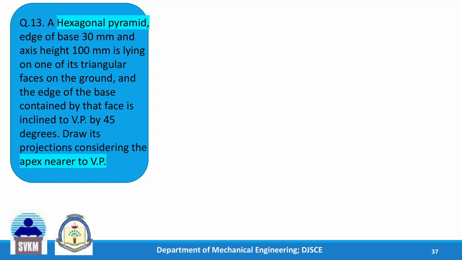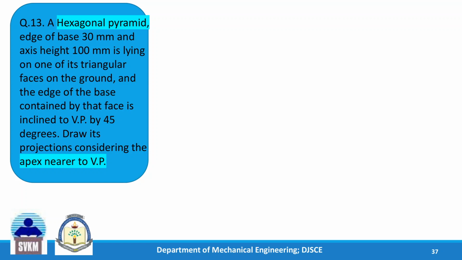A hexagonal pyramid, edge of base 30 mm and axis height 100 mm, is lying on one of its triangular faces on the ground, and the edge of the base contained by that face is inclined to VP by 45 degrees. Draw its projections considering apex nearer to VP.